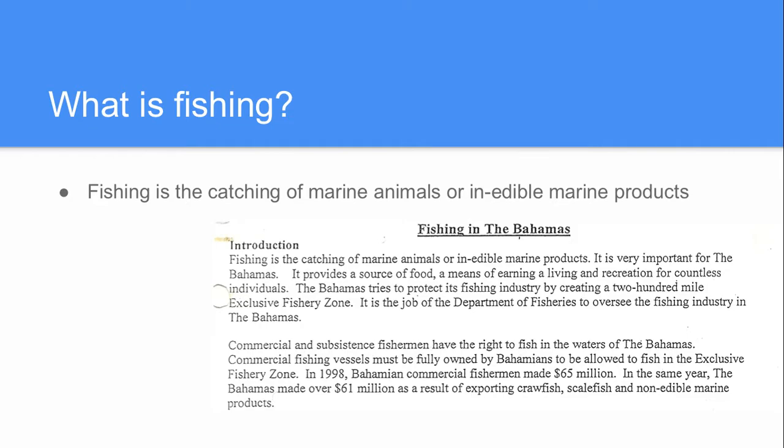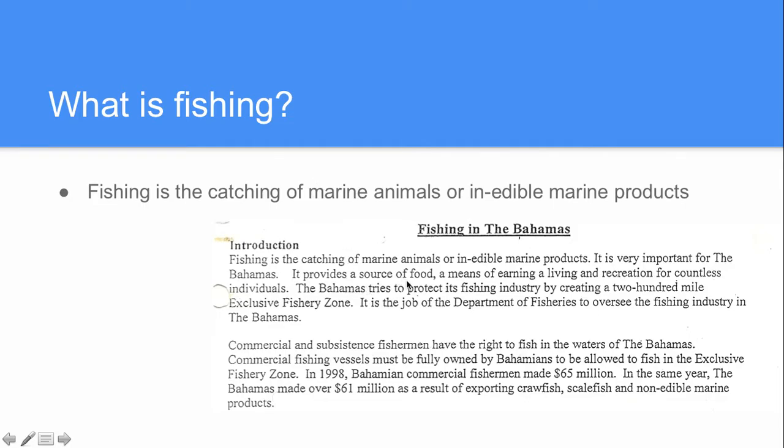Easy kind of idea of this. What is fishing? It's the catching of marine animals or inedible marine products. You're all probably aware of the marine animals for eating, and inedibles, maybe for jewelry, etc. Okay, and I've got that definition here. I've just taken it on there. Can you write down that definition?